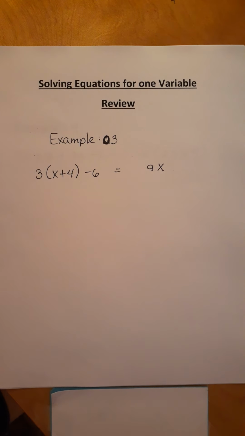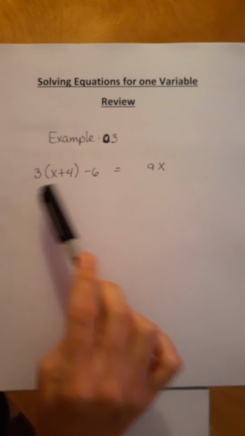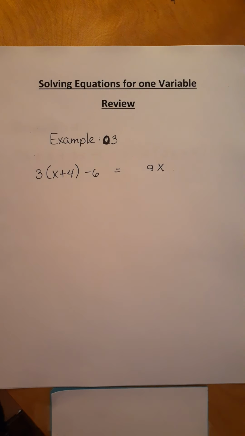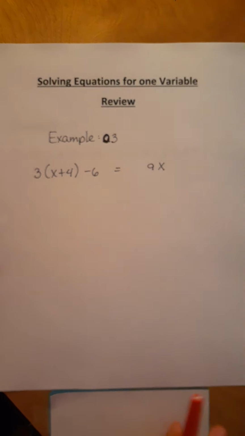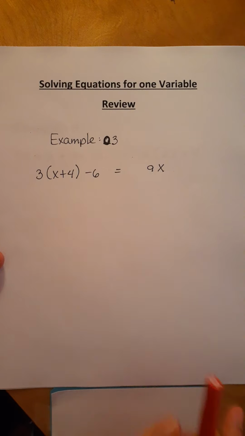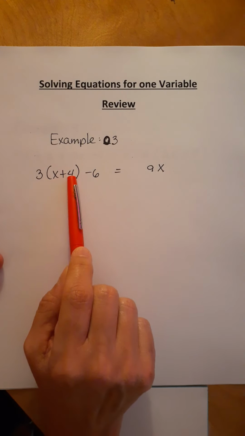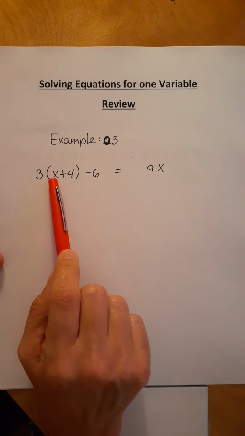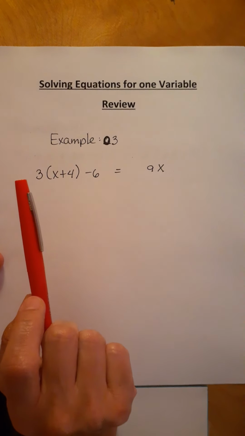So we're going to continue reviewing solving equations for one variable. And in these two examples, we're going to go over when you have parentheses and we have variables on both sides. So first thing you have to do, rule number one, is you really need to figure out what's going on inside the parentheses. We have x plus 4. You cannot add these two terms. X and 4 are not like terms, so you just need to leave them alone.